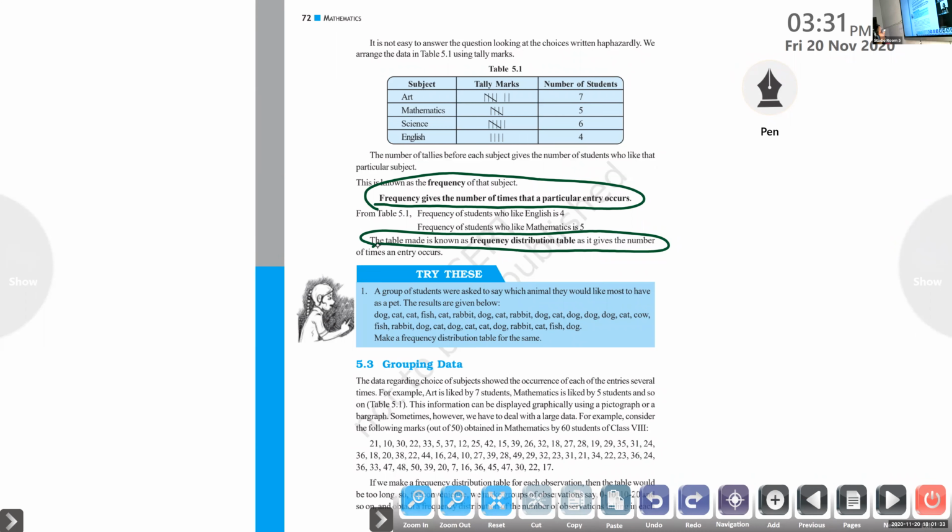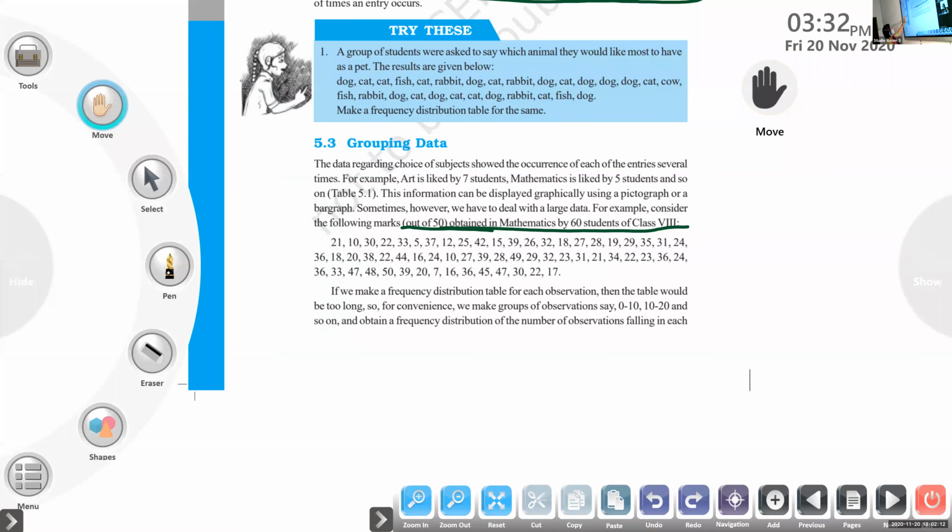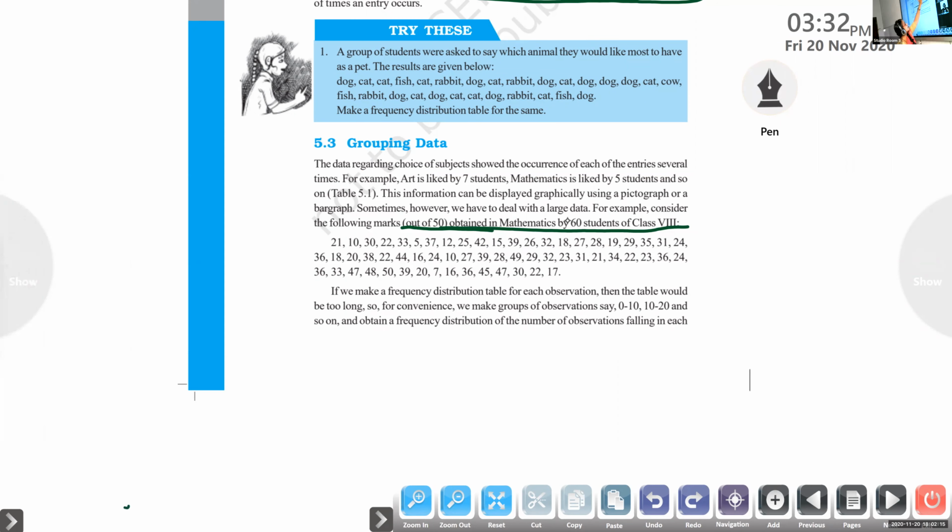Okay. Now, next is grouping data. In this frequency table, we have 4 different subjects like art, math, science, English. But in this, read this. Here marks out of 50 obtained in maths by 60 students are given. Marks of 60 students are given.